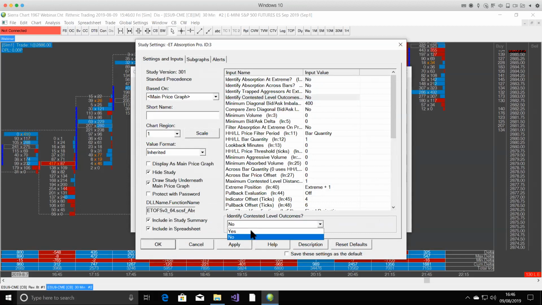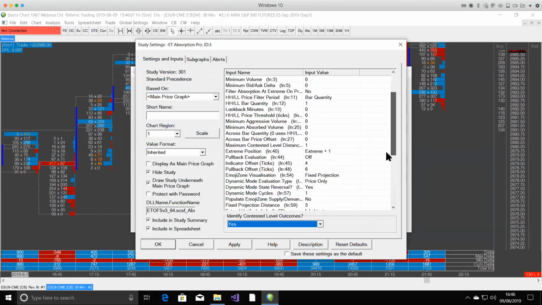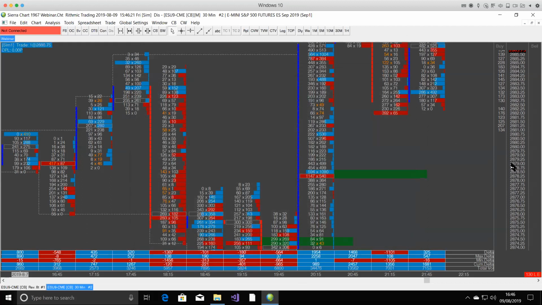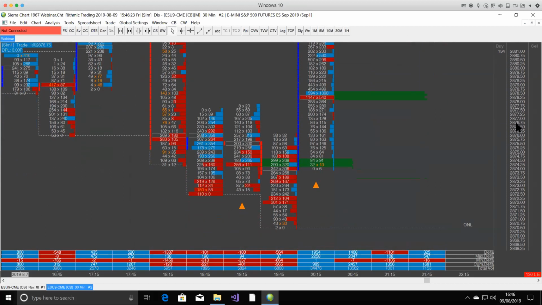So if I identify contested level outcomes, we'll do fixed projection once again. Here we go, fixed projection, 3 bars. Let's just bring this up on the 30-minute chart, and we can start to see the effects of what I like to call market-generated supply and demand. So it's pretty effective. We can see one here. That was the one which I identified manually. It's pretty effective at finding levels we probably aren't going to see as a human.